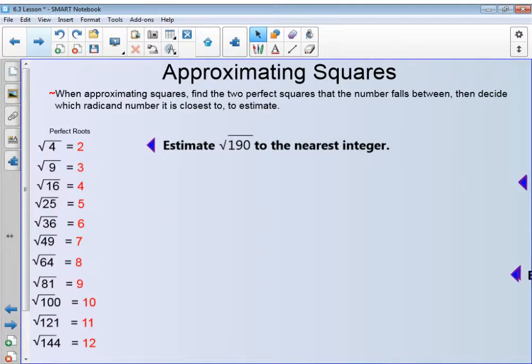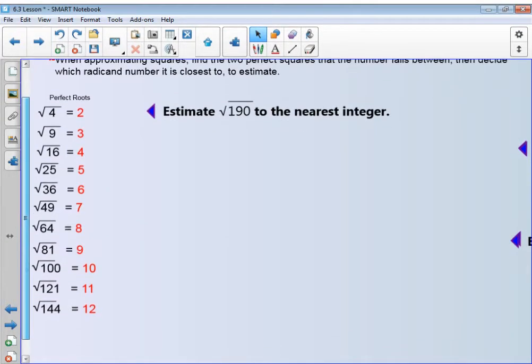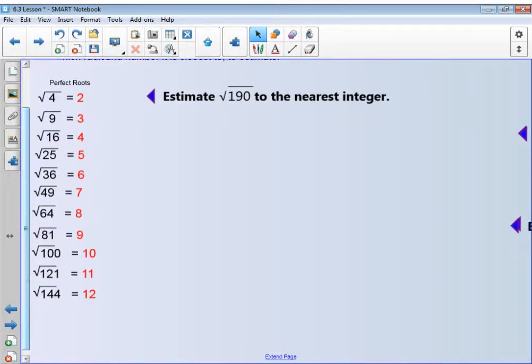Okay, the square root of 190 to the nearest integer. So now, if you look at my perfect squares, I didn't go all the way out to 190. So I'm going to have to extend this out a little bit. I've got all the way out through 12. So if I were to do 13, well, that would be the square root of 169. And 14, I think, is 196.